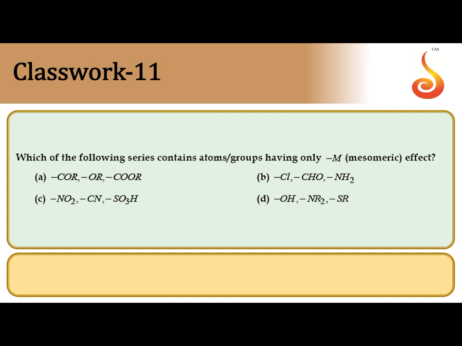atoms or groups having only minus M effect? So how to recognize whether the group is minus M group or minus R group? A simple technique I can give. When the group containing at least one pi bond at the carbon which is attached to the conjugation system, it acts as a minus M or minus R group. If the group contains at least one lone pair which is attached to the conjugation system, it can act as a plus M group or plus R group. So now you check the options, it should have minus M effect.